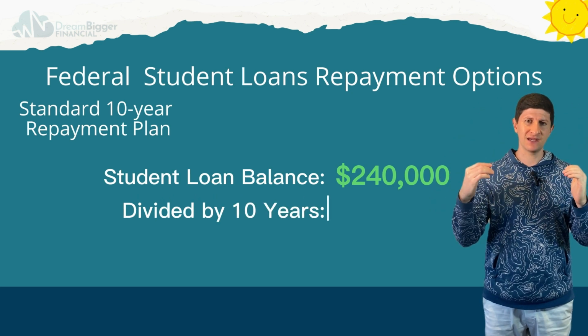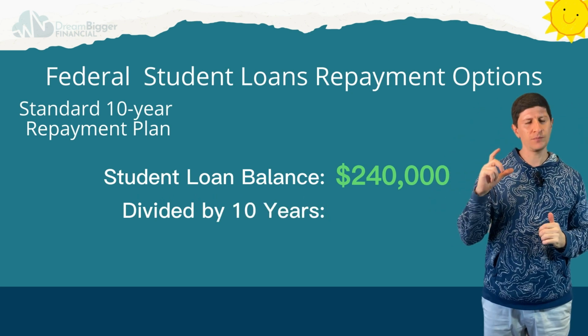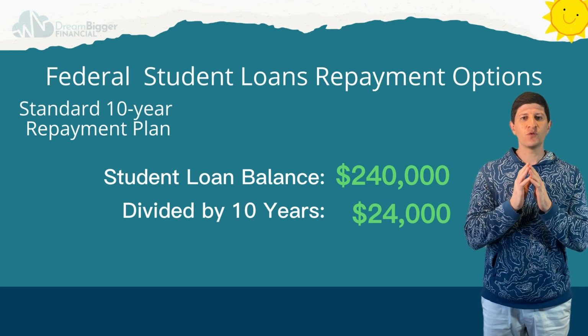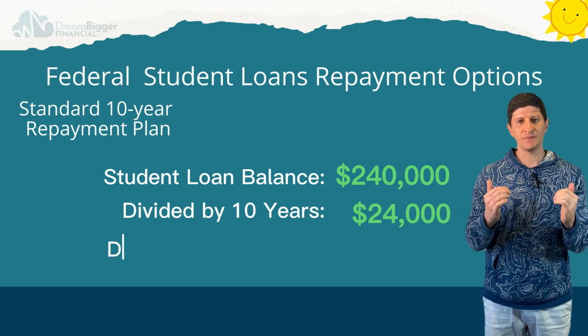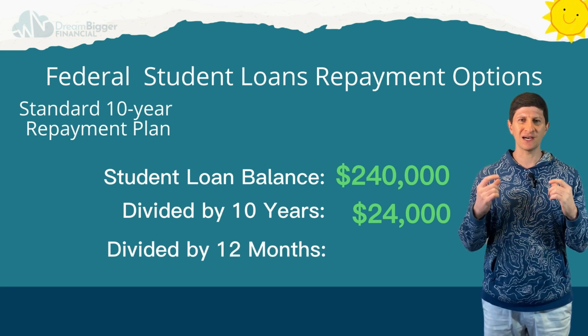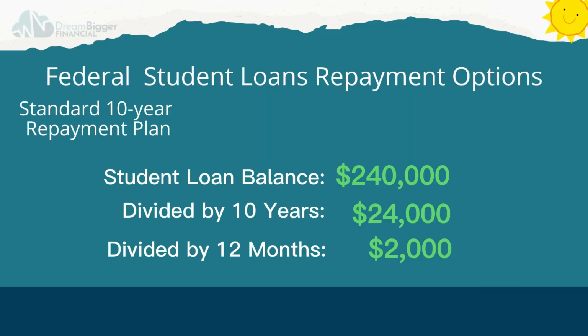Then if we ignore interest rate for the purposes of our example, if we take that balance and divide it by 10, we get an annual student loan payment of $24,000. If we take that payment and divide it by 12, we end up with a monthly student loan payment of $2,000.